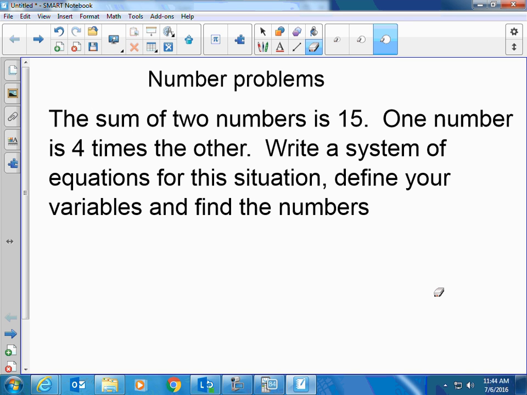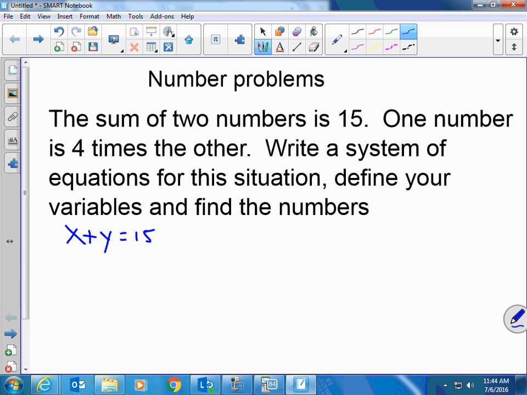First thing, as we read this problem, we need to figure out, am I looking for one equation or two equations? First sentence gives me a big hint. The sum of two numbers is 15. If I have a situation where there are two variables, I must have two equations. So I know I'm looking for two equations. Let's go ahead and start that first sentence. The sum of two numbers is 15. What two numbers? I don't know. So if I don't know the two numbers, I'll just call them X and Y.